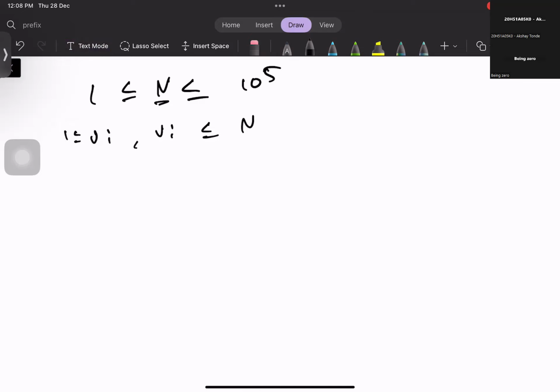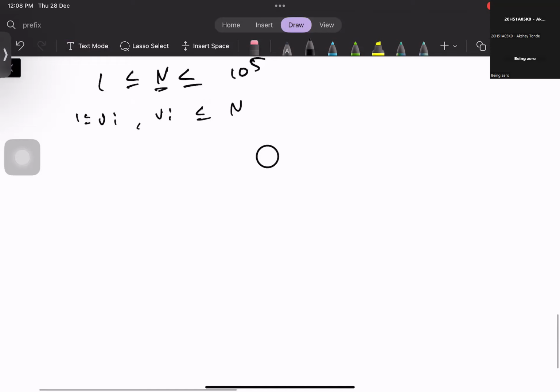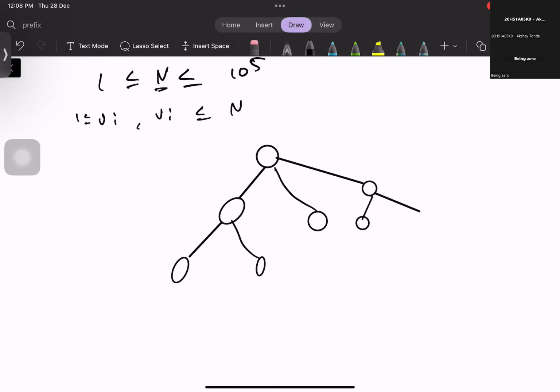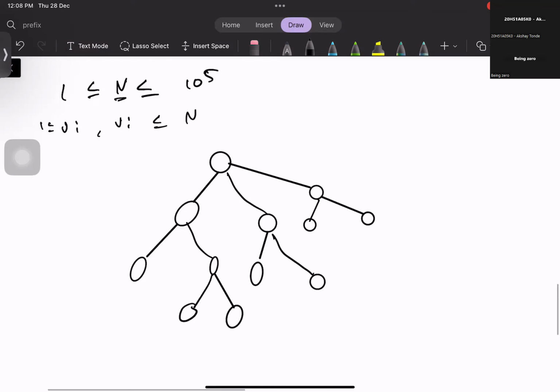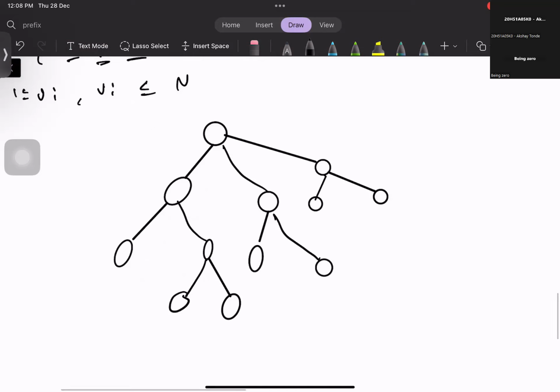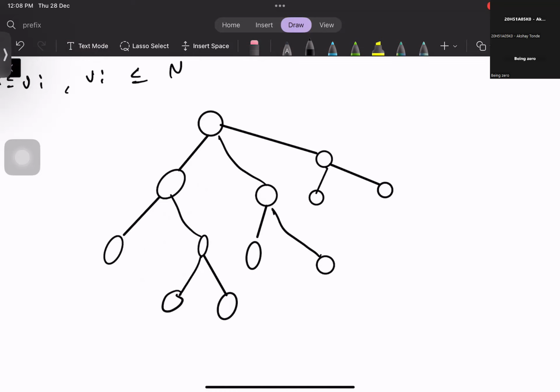So now let's just take a sample tree, for instance. Also, the tree is rooted at vertex 1. Let's take something like this. Also, we have k number of leaf nodes in the tree. The k value is not given in the question, but it's basically the number of leaf nodes. So in this case, there will be 1, 2, 3, 4, 5, 6, 7 leaf nodes.